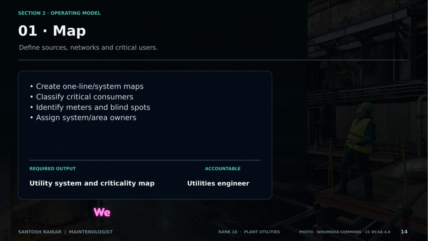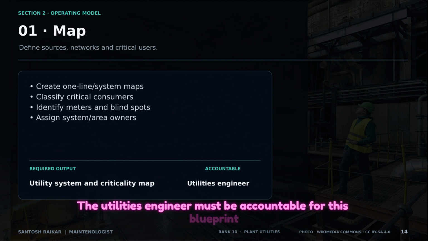Phase 1 is to map. We need a one-line map that identifies every critical consumer and highlights where our meters are and where our blind spots are. The utilities engineer must be accountable for this blueprint.